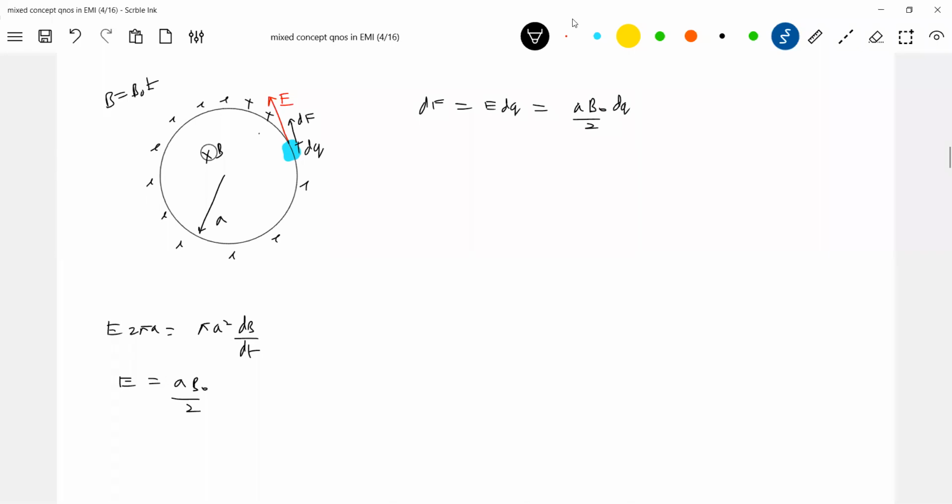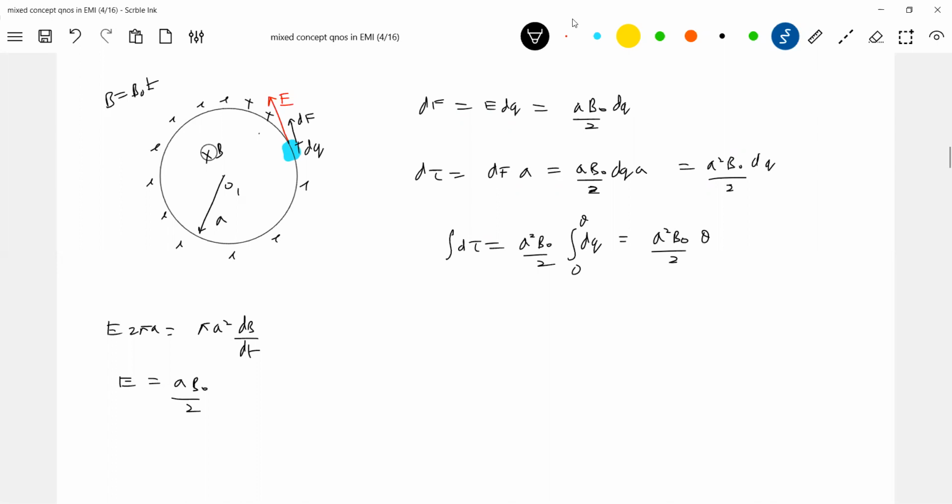Will it set up any torque about the center O1? There will be a torque acting by this force. So dF into a gives a square B naught by 2 dq. Let's go for the total torque acting on it. What is the total charge on it? Q. So a square B naught by 2, total charge is Q. We have lambda, which is Q by 2 pi a, the linear charge density of this ring. So Q will be lambda 2 pi a. Substituting all this, 2 will get cancelled. So pi lambda B naught a cube is the resultant torque acting on the ring.